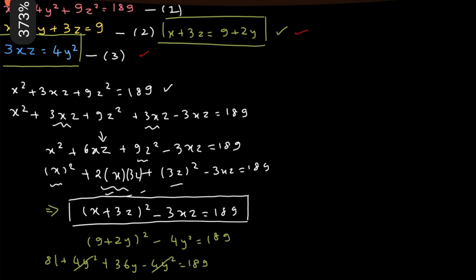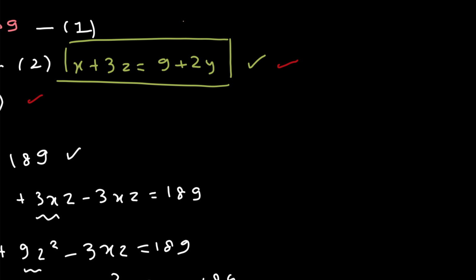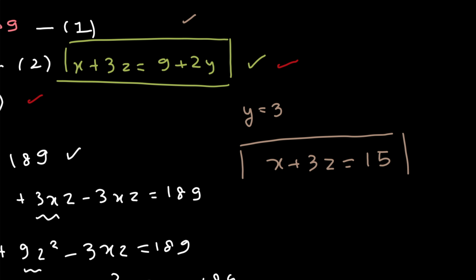So let us see what happens next. Now let us replace y equals 3 in this particular equation. For y equals 3, the left hand side will remain as it is because no y is present over there, and the right hand side will turn out to be 9 plus 2 times 3, that is 9 plus 6, and it would be equal to 15. So x plus 3z equals 15 becomes a nice equation.